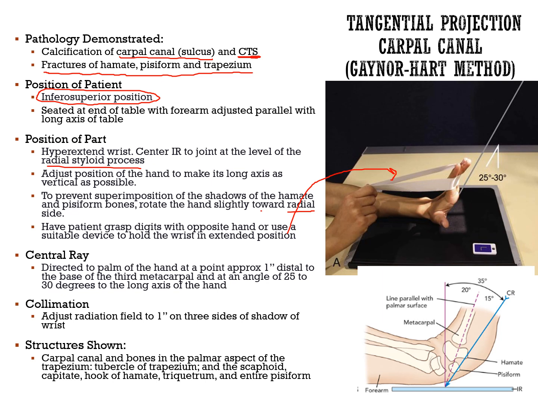We're going to adjust the radiation field to 1 inch on all three sides of the shadow of the wrist. And we're going to be able to see the carpal canal, the bones, and the palmar aspect of the trapezium. We're going to see the tubercle of the trapezium and the scaphoid, the capitate, the hook of the hamate, which is called the hamulus, the triquetrum, and the entire pisiform is completely desuperimposed.